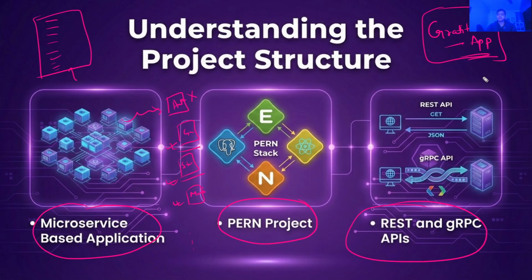This app is a PERN project. What do we mean by a PERN project? It means our database is a PostgreSQL database, we use Express as the backend, React as the frontend, and it is a Node.js project. So this is what the stack is going to look like. And the application consists of both REST APIs and gRPC.